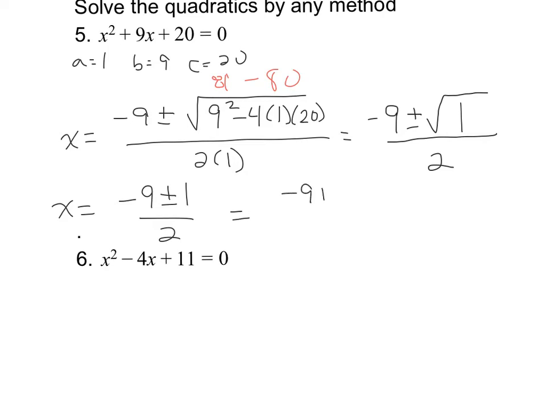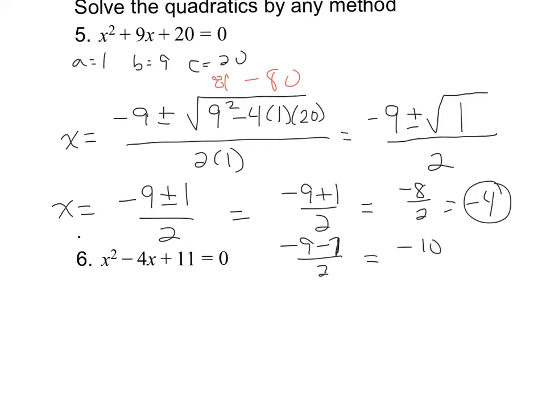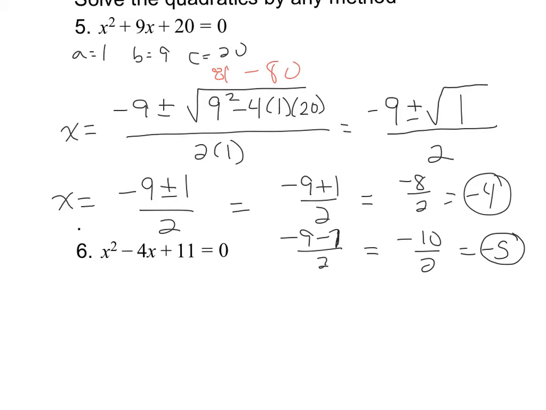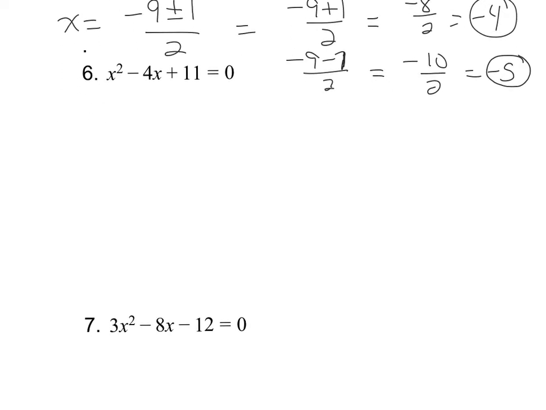We have negative 9 plus 1 over 2, negative 9 minus 1 over 2. So negative 9 plus 1 is negative 8 over 2, which is negative 4. Negative 9 minus 1 is negative 10 over 2, which is negative 5. So two answers, like there typically is for a quadratic. Alright, so let's practice this a couple more times.